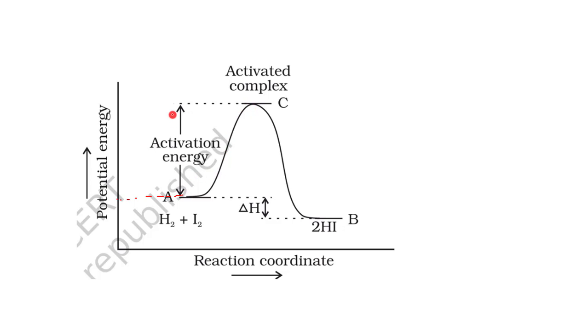So the extra amount of energy, the minimum extra amount of energy required by the reactants to form the activated complex is called activation energy, right? For different reactions it will be less or more. So this extra amount of energy required by the reactants to form the activated complex, we call it activation energy, denoted by EA, right?